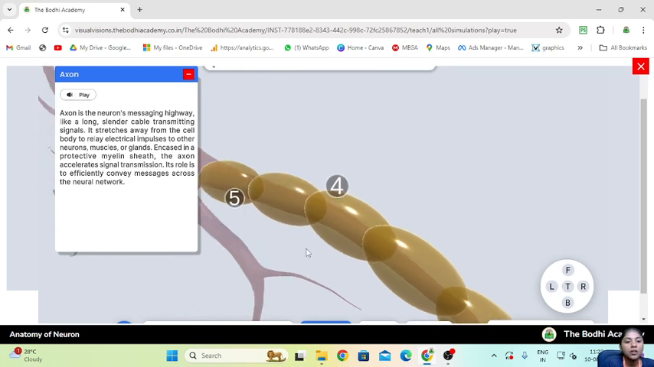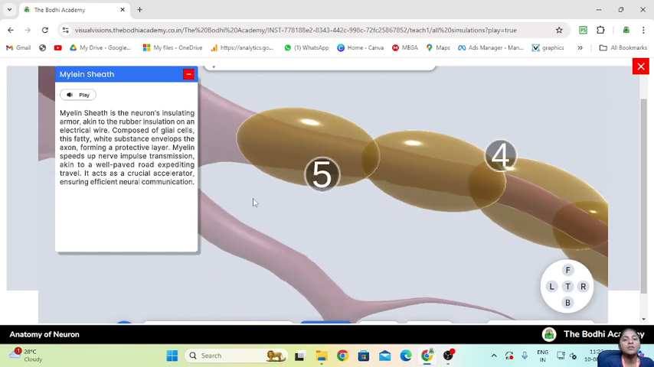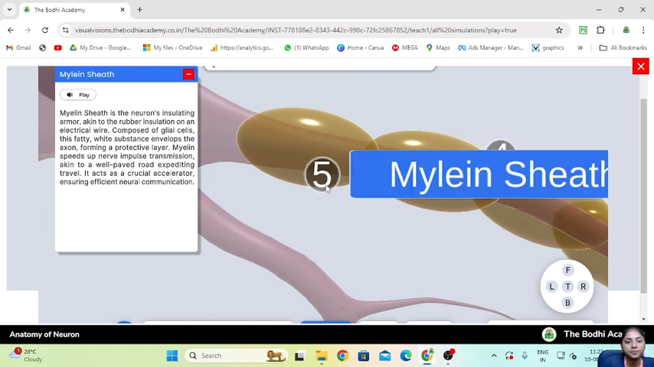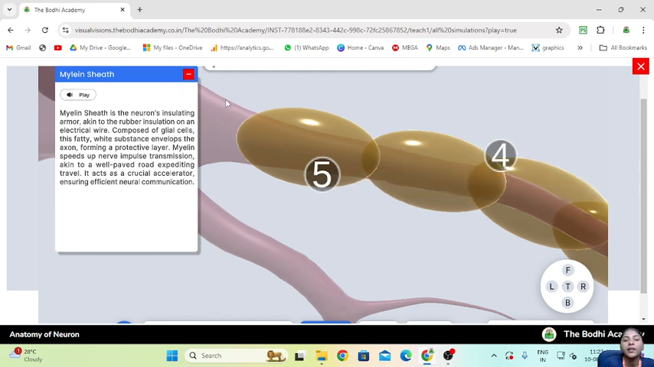Then talking about the myelin sheath which covers the axon. So myelin sheath is the neuron's insulating armor, similar to a rubber insulation on an electrical wire. How an electrical wire has a rubber insulation, similarly the axon also has this myelin sheath. Now composed of glial cells, this fatty white substance envelopes the axon, forming a protective layer. So basically this myelin sheath layer protects the axon. It forms a protective layer.